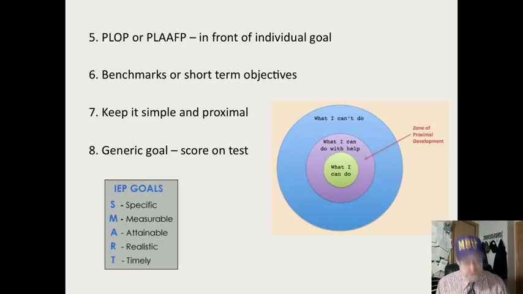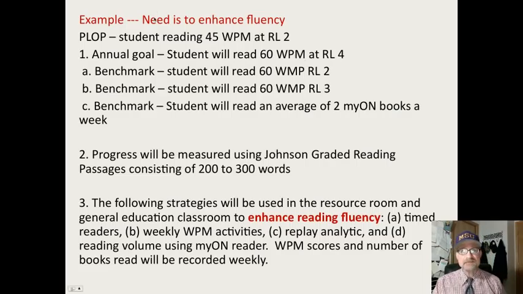You can have some generic goals, like a score on a test. That's fine. Here's an example. The need is to enhance fluency. There's the present level of performance. So an annual goal is to read at reading level 4, 60 words per minute. But benchmarks would be first, 60 at level 2, 60 at level 3. Benchmark: students will read an average of 2 Mayan books a week. All right, these are all benchmarks to get to there.